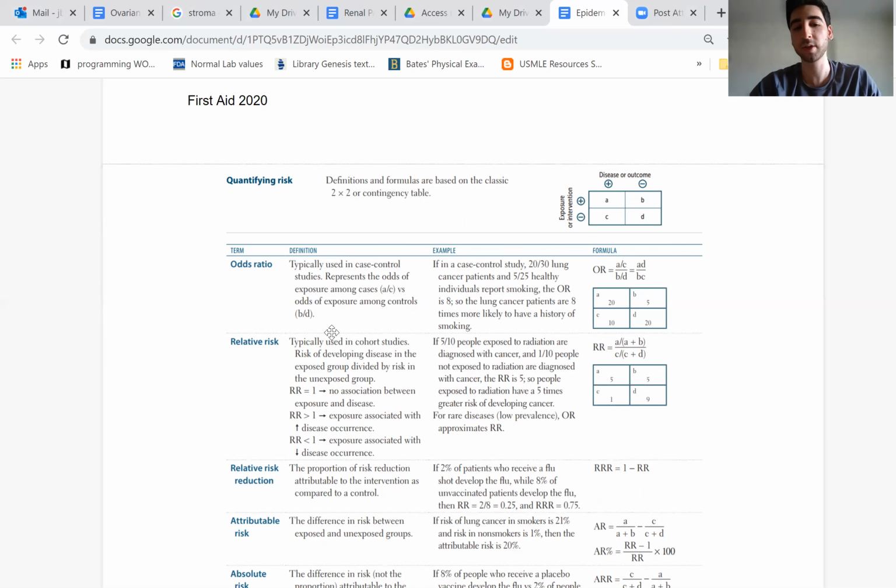If a Step 1 question asks you which method of quantifying risk is better for a case control study or a study looking back at data, you're going to use odds ratio. And for a study looking forward at data, you're going to use relative risk.